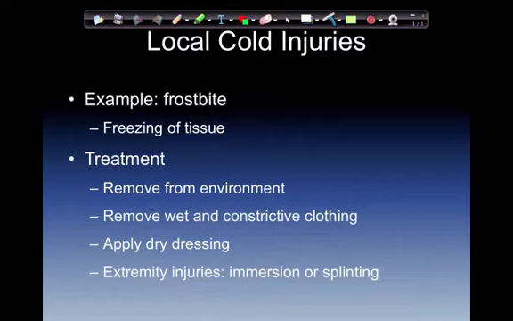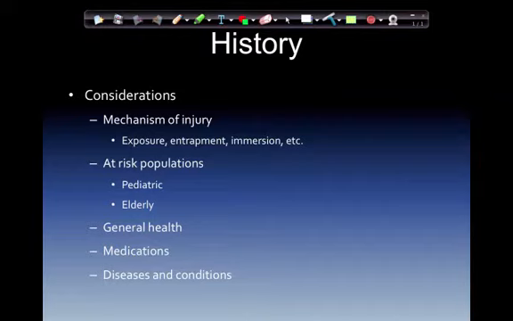In extremity injuries and immersion, immerse the affected limb. The affected extremity is gradually immersed in tepid water, and this is something we generally don't initiate in the back of the ambulance. And then splinting is used if immersion rewarming is not available, and that would generally be our best method of doing things.